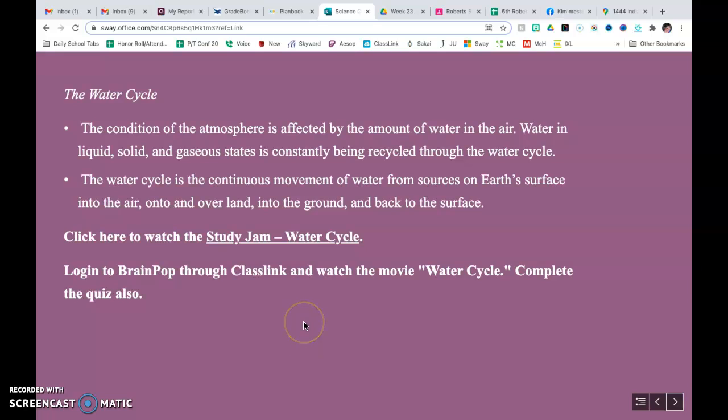So the water cycle, and this should not be new information, this should be a review. The condition of the atmosphere is affected by the amount of water that is in the air. Water in liquid, solid, and gas state is constantly being recycled through the water cycle. So the water cycle is the continuous movement of water from sources on Earth's surface into the air, over and onto land, into the ground, and then back to the surface again.